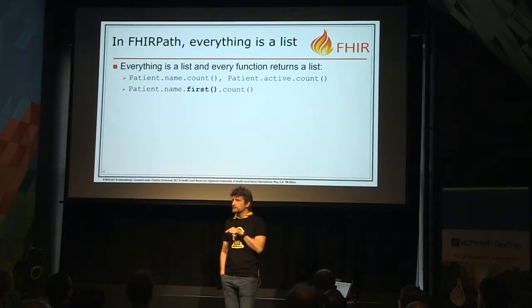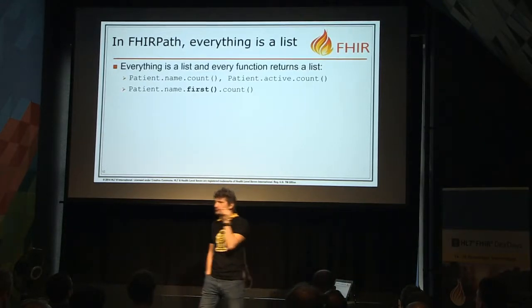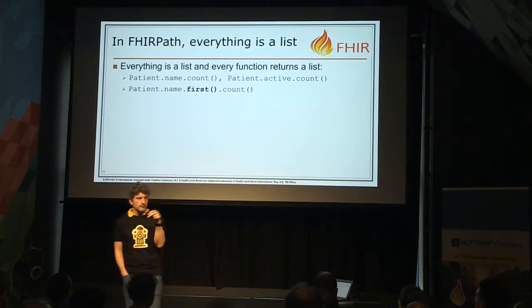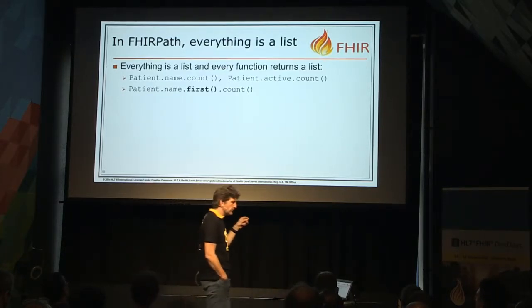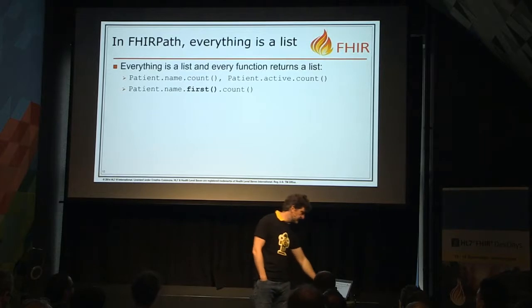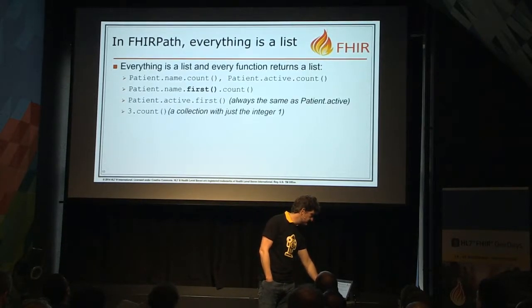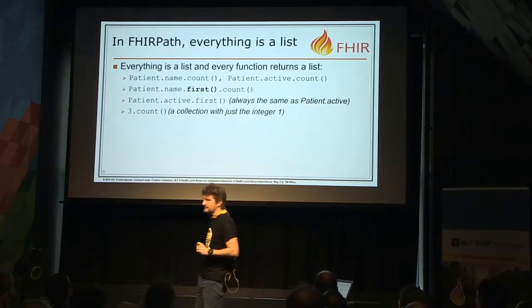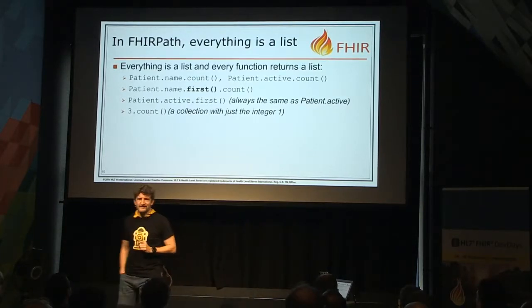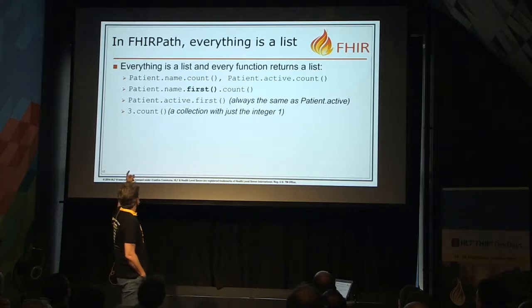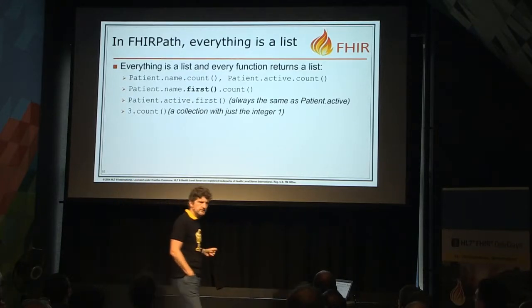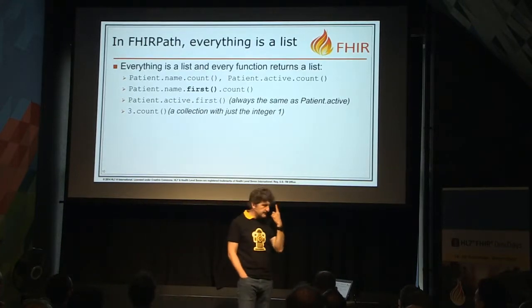If you have a profile that constrains something to only 1, you're sure there can be only 1. But if one profile sets it to 0 to star, you don't know. So we're not making that distinction here. We're lists, period. Patient.active.first, there you go. This is a nice one too. 3.count. What happens here? Even constants in FHIRPath are a list. So this would return you 1, because that's a list with one thing, the integer 3.